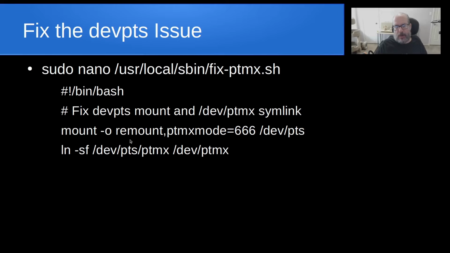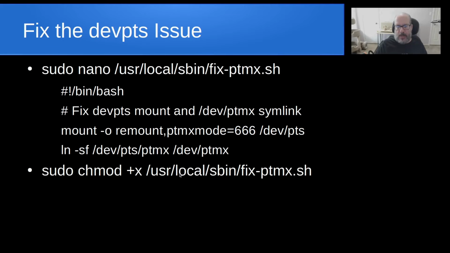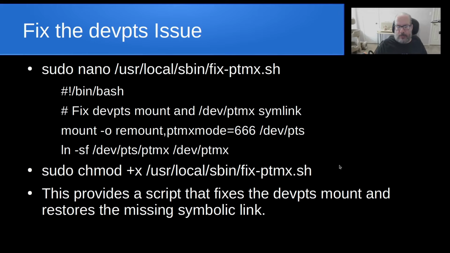And then I put the following commands in it, which are really straightforward. One of them is to do a remount on that dev/pts, but this time with ptmxmode equals 666 as opposed to 000. And then the last command here is where I am resetting the symbolic link correctly. And then I do a chmod on that file to give it execute permission in order to be able to execute it. And then this provides that script that's going to be needed to fix the dev PTS mount and restore the missing symbolic link.